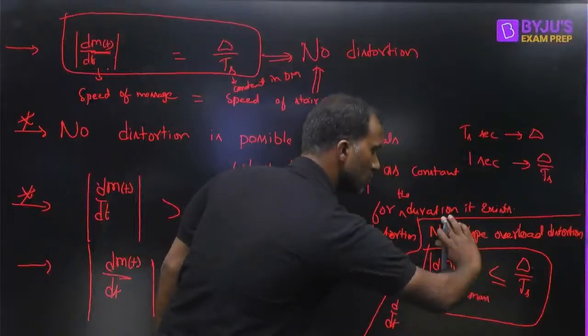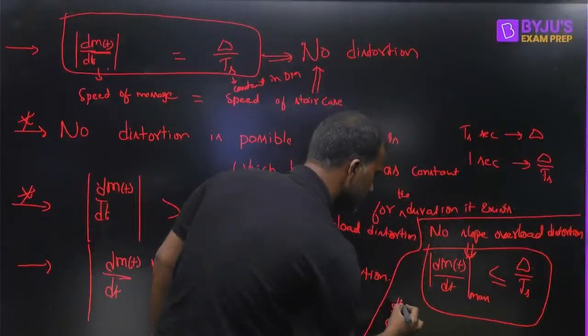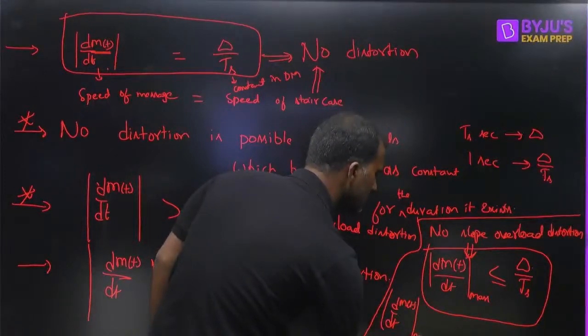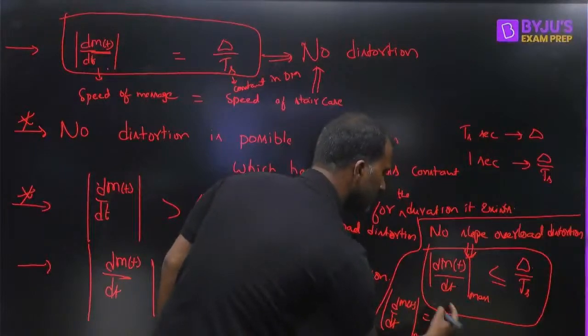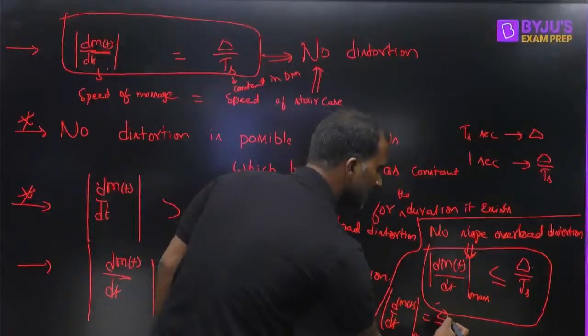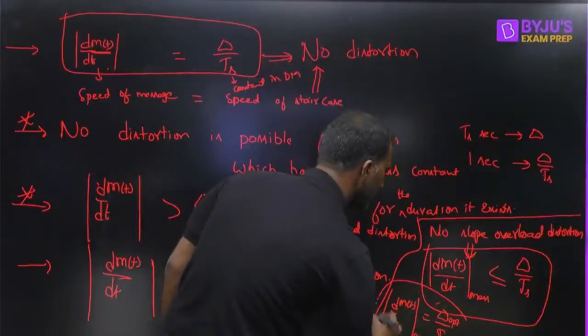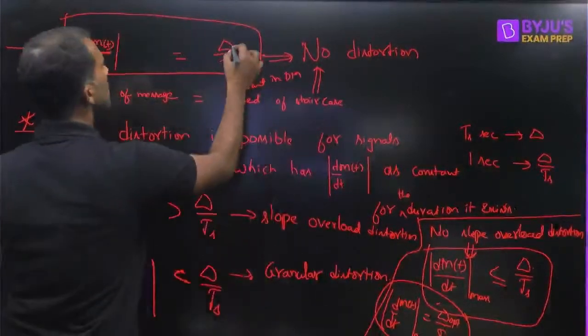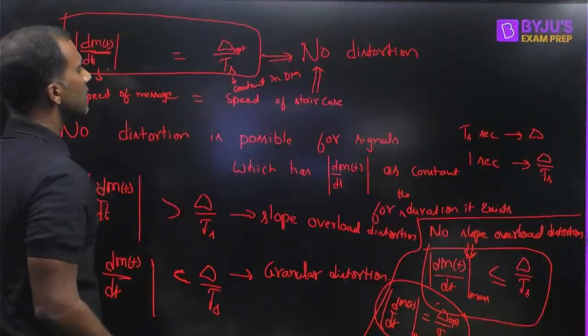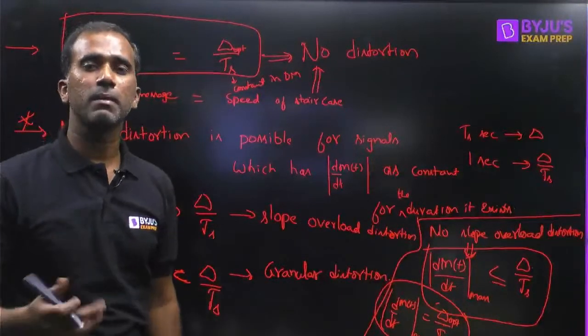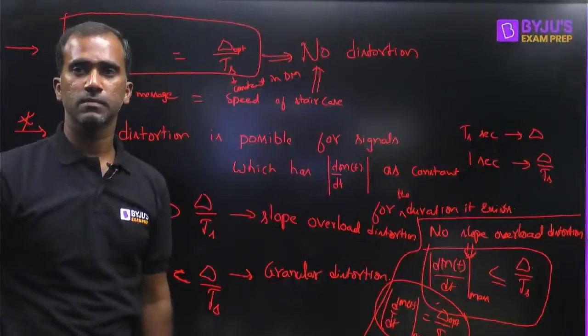But under this condition, no slope overload distortion exists. But the same condition I am just rewriting, d by dt of m of t maximum, I am choosing step size in such a manner that this matches with this. That kind of step size is what we call as optimum value of step size. And here also, if you can choose some step size so that this condition is happening, that step size we call it as optimum. Optimum is the best value of step size.